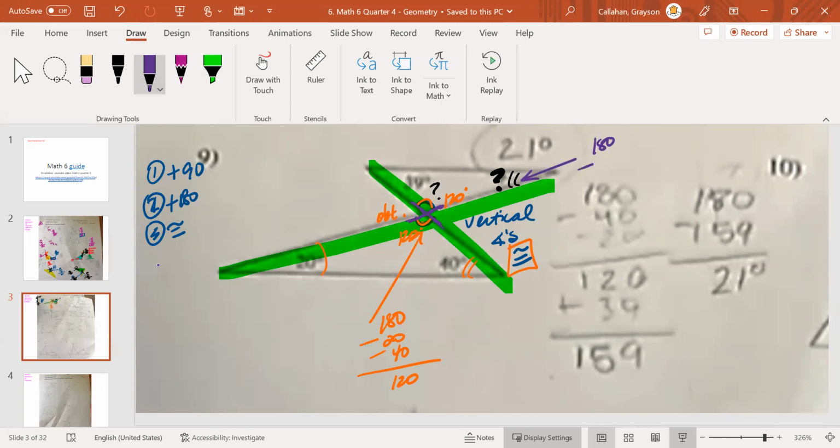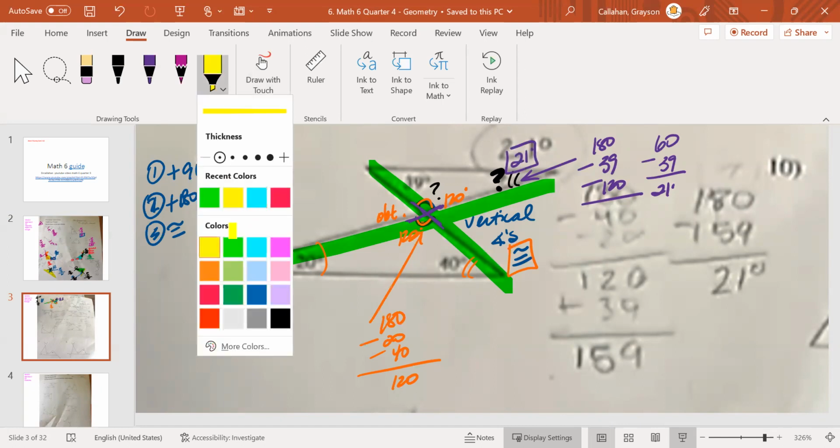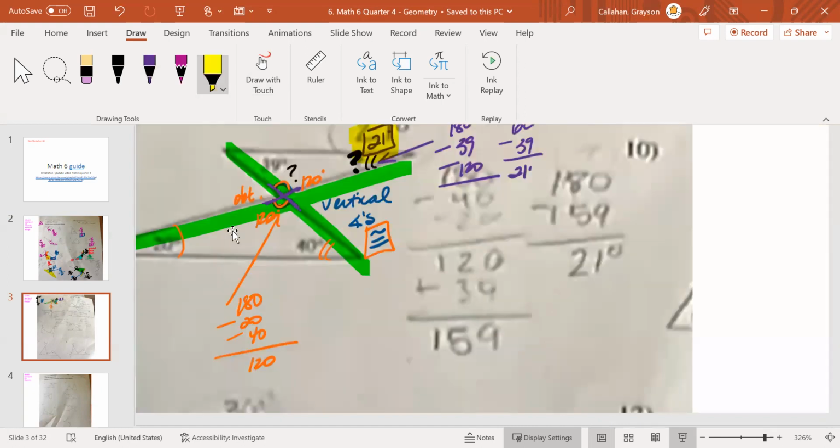Okay, now do I have two angles to figure out this angle right here? So 180, what are the two angles I subtract to find this angle? Okay, 180 minus 120 is going to give me a 60. What's 60 minus 39? 21 degrees. 21 degrees is going to be an acute angle. Is this acute? Okay, very good.